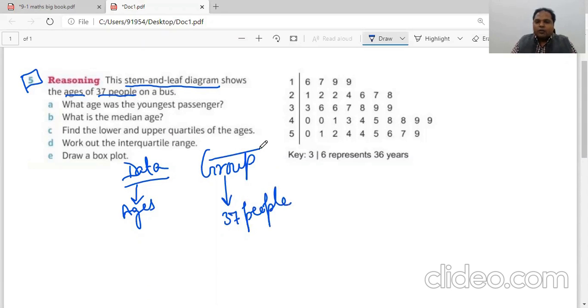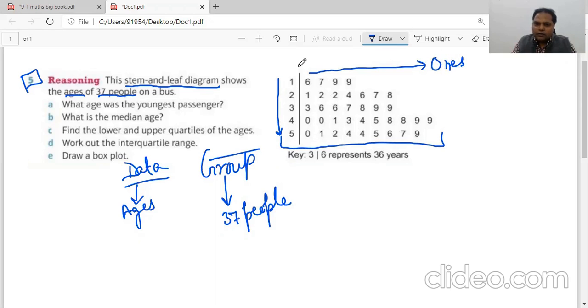Now the question comes: how do we read this tabular depiction, and what are these numbers meant for? Let's understand a little bit more about these. This part is basically the tens of the data, and the entire right part is basically the ones of the data. This is tens and this one is ones.